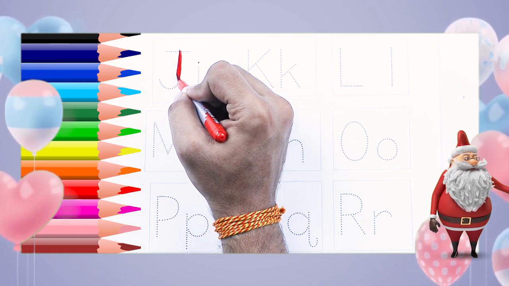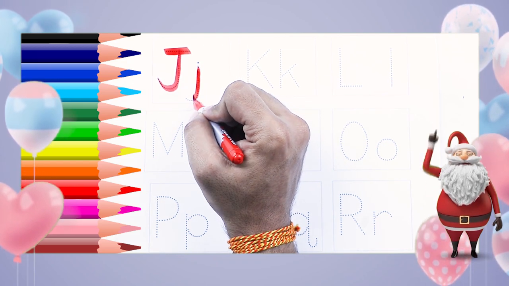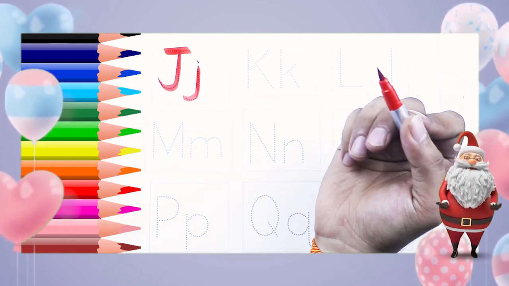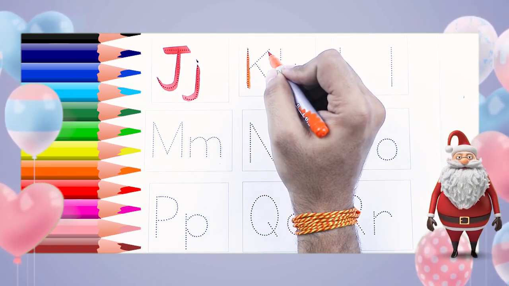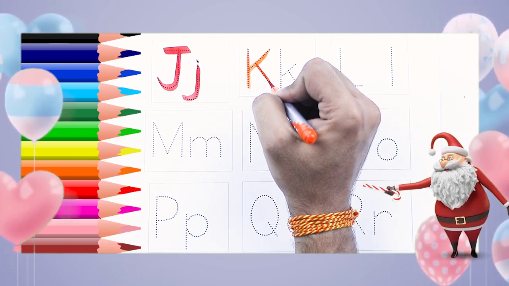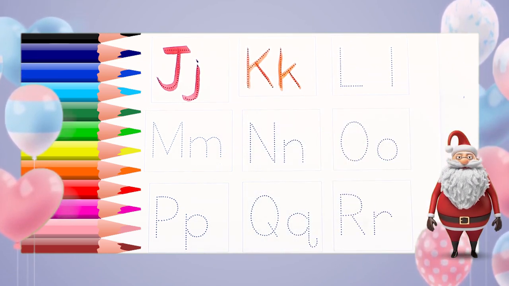Red color, capital J, J for jug. Red color, small j, J for jug. Orange color, K, capital K, K for kite. Orange color, small k, K for kite.